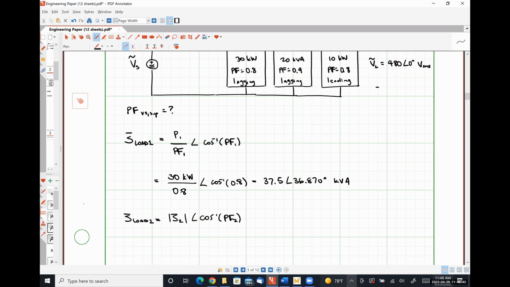So whenever it's lagging, effectively we leave it alone. Whenever our power factor is leading, we need to include a negative sign to force the angle to be negative, because negative signs for our angle correspond to leading power factors. So leading means theta I is leading theta V. Yes.